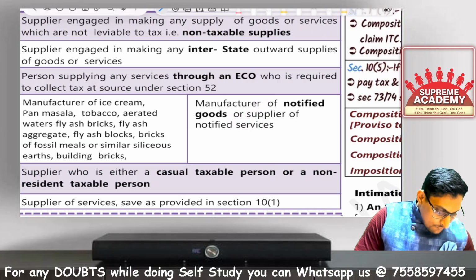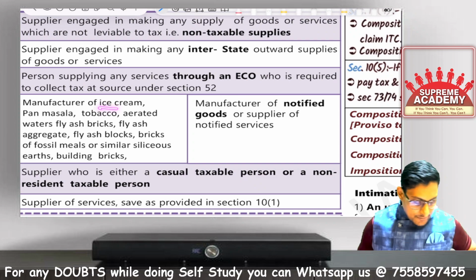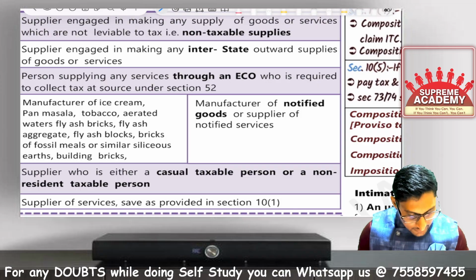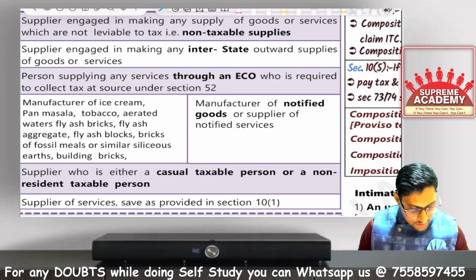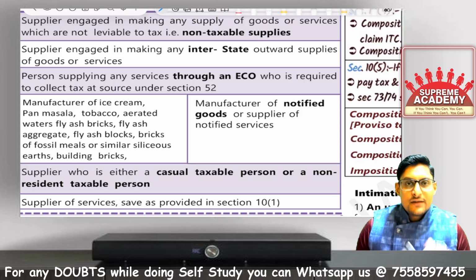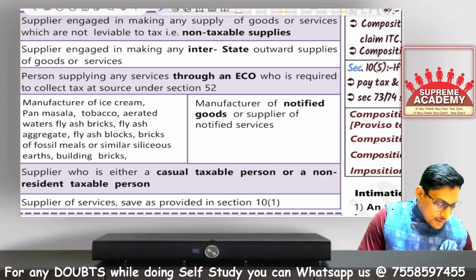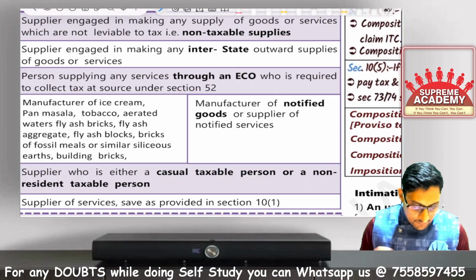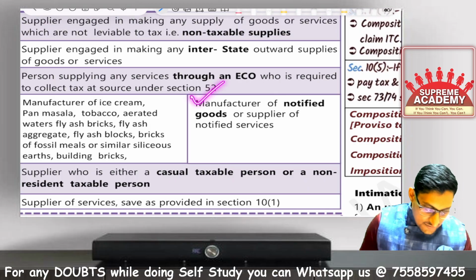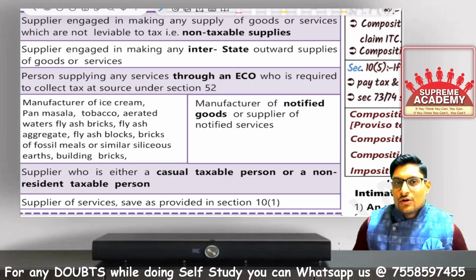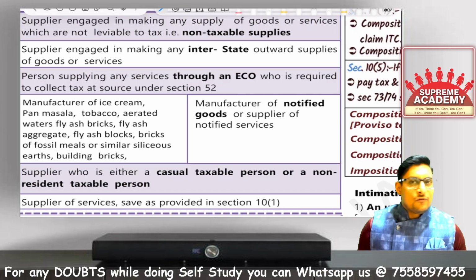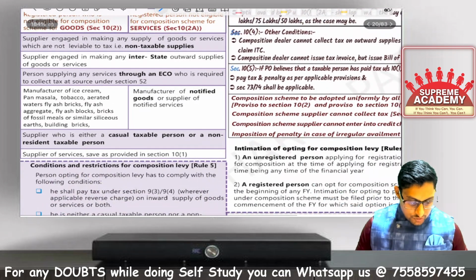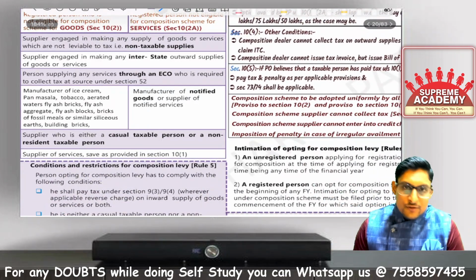Now here, what are the notified goods? Ice cream, pan masala, tobacco, aerated waters, fly ash bricks, fly ash aggregate, fly ash blocks, bricks of fossil meals, etc. This notified goods manufacturer cannot opt for composition scheme in case of goods. And when we are talking about services, manufacturer as well as the supplier also of this notified goods cannot opt for composition scheme. Now this is all about what you should take care before opting composition scheme.